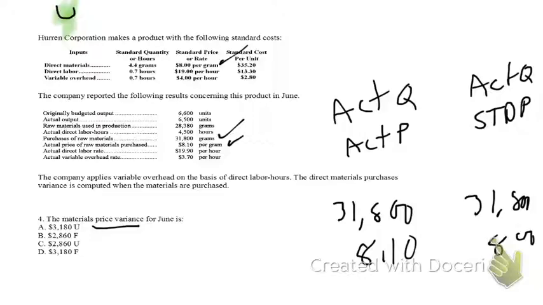So now I'm going to multiply the 31,800 times 8.10 and the 31,800 times 8, and it's going to be a difference of 10 cents. The difference is going to be 3,180. A quick way to get it is to take 31,800 times a dime, and that'll give me that 3,180. So my variance is 3,180. My actual price is greater, so I spent more, so it's going to be unfavorable. So the correct answer is 3,180 unfavorable.